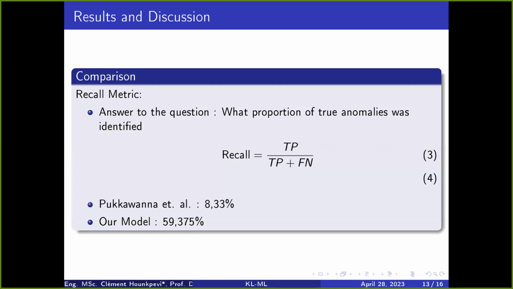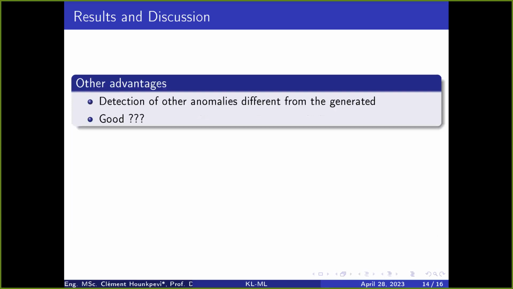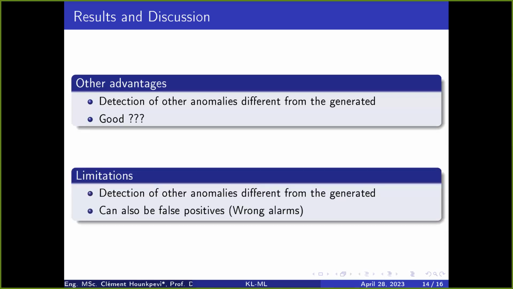59 is still small, as recall. Other advantages of our model is that it detects anomalies that are not really injected. And that is actually the principle of an anomaly detection system. It needs to detect attacks or anomalies that are not known as well. That is a good thing on the first side, but it might also be a false positive. There may be wrong alarms, like there's no attack, there's no anomaly, but it identifies them as an anomaly.